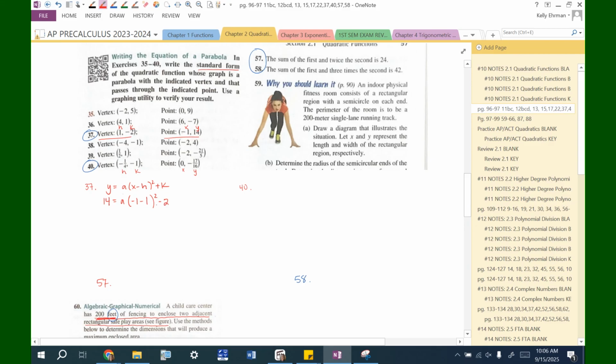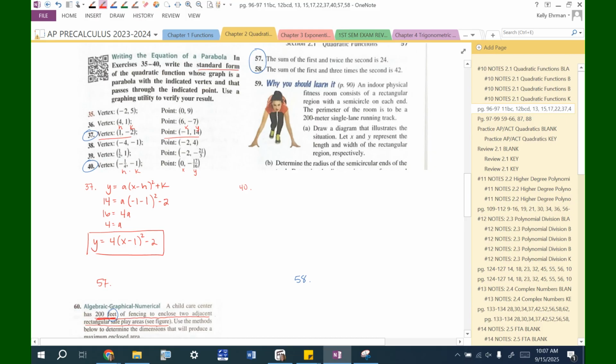Then we do some math here. So I'm going to add 2 to this side. I get 16 equals, this is negative 2 squared, so 4 times a. A is 4. Once you find a, you have enough to go back and write in your equation. So y equals 4 times x minus 1 squared minus 2. So your final answer should only be plugging in h and k, and then the value you found for a.